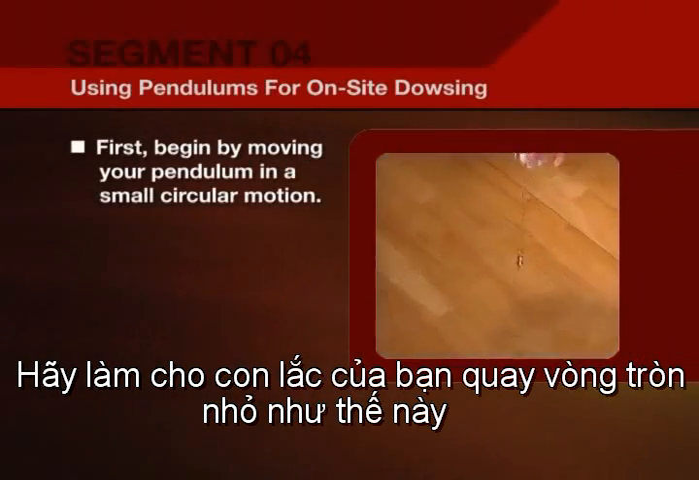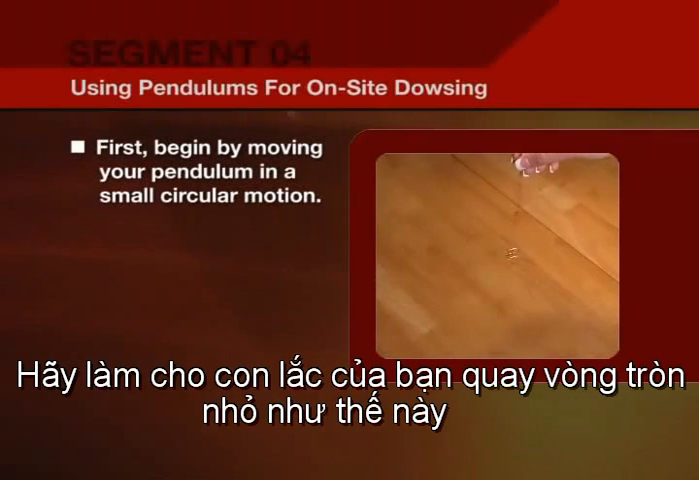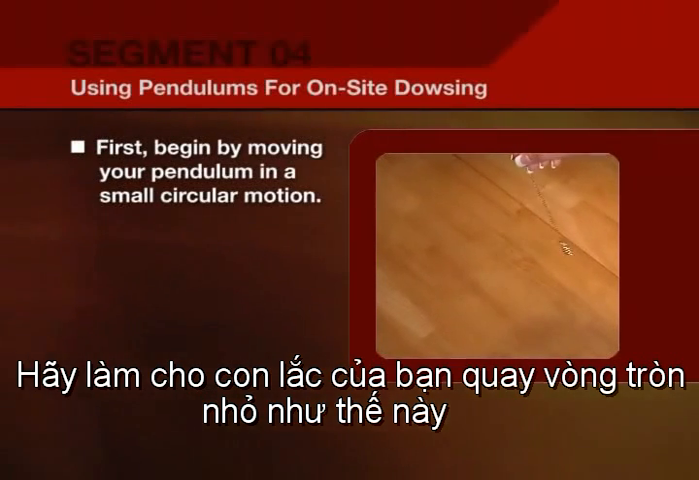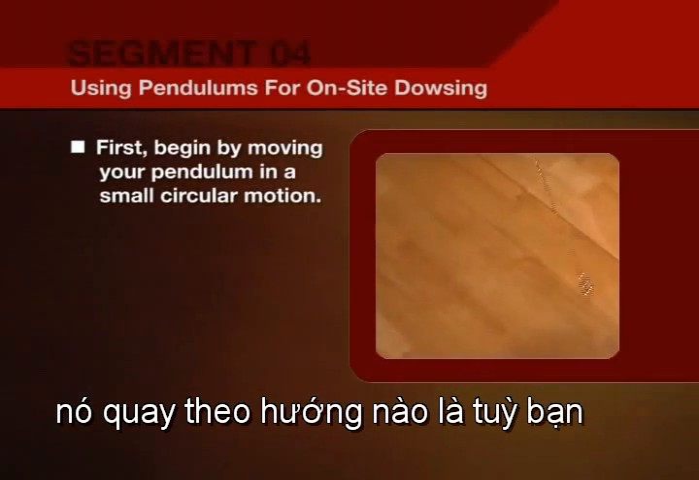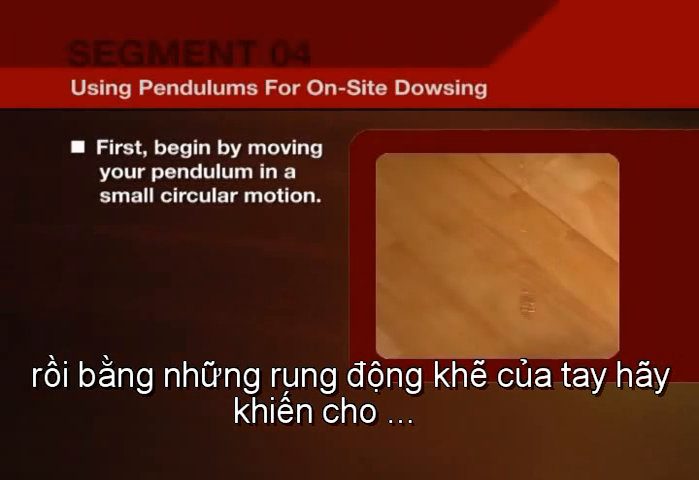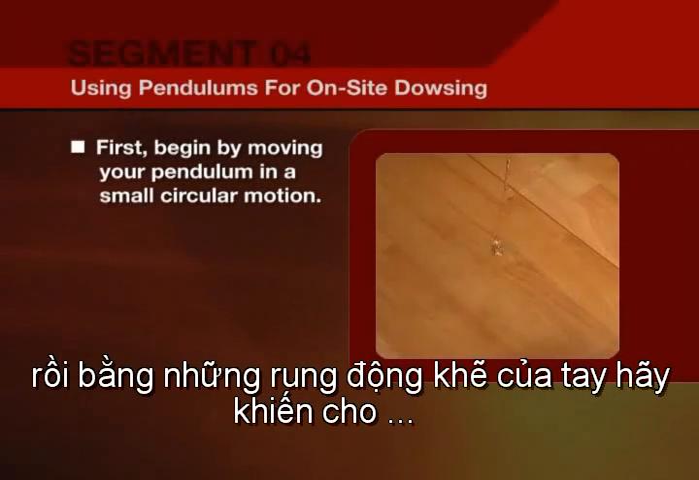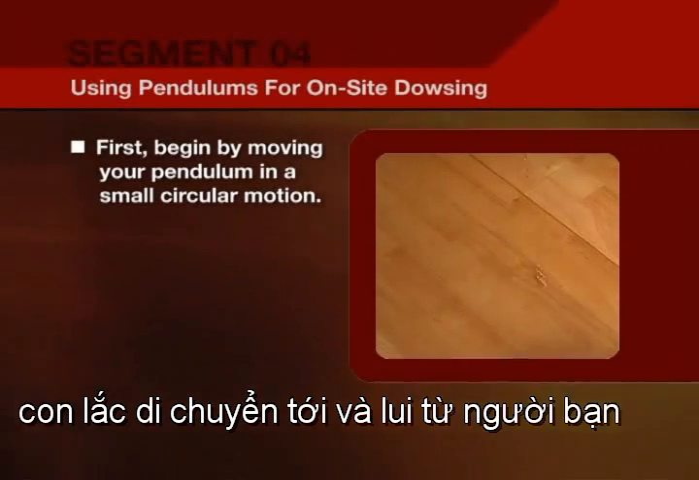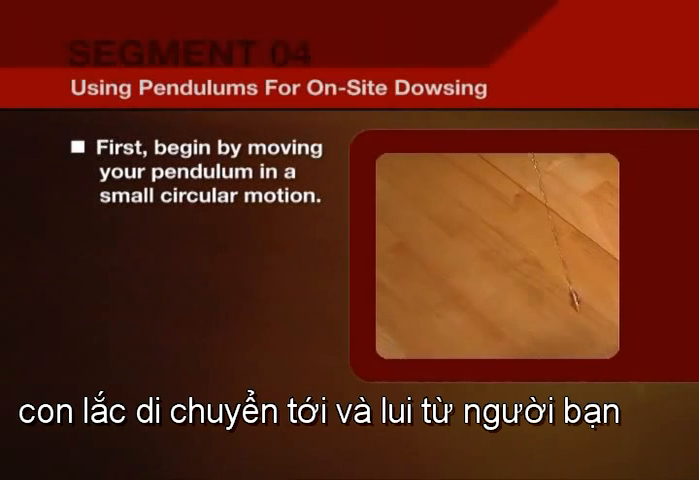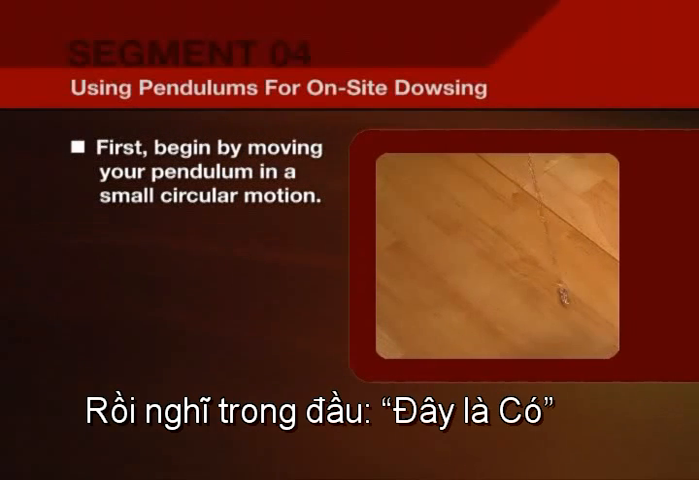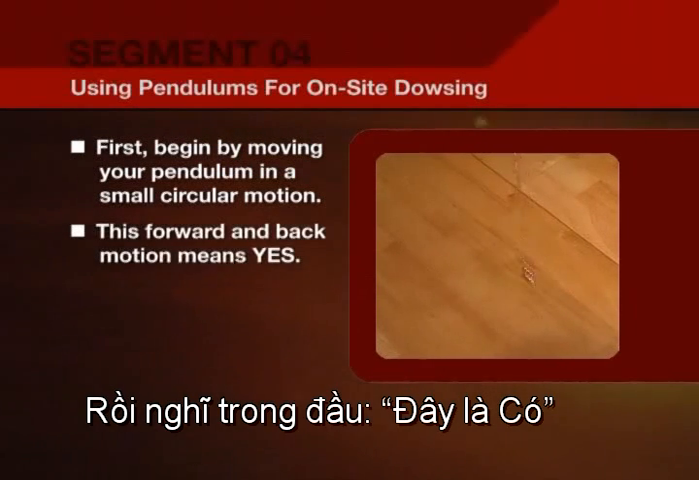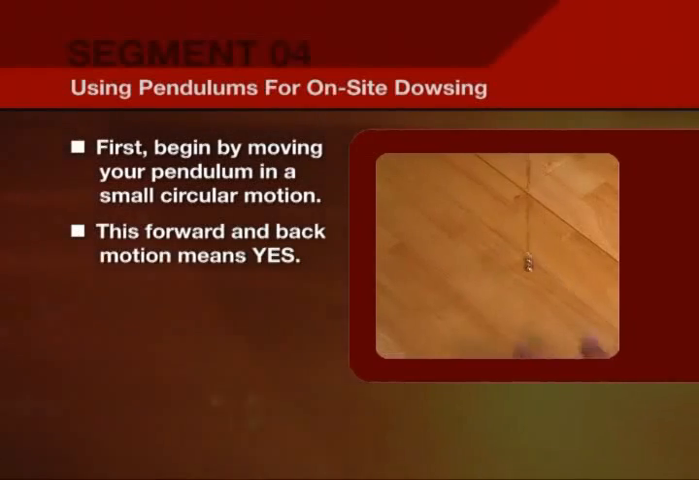First, begin by moving your pendulum in a small circular motion like this. Note that the direction of rotation is up to you, whatever you feel most comfortable with. Then, through subtle movements, intentionally make the pendulum move forward and away from you, like this. Think to yourself, this means yes.